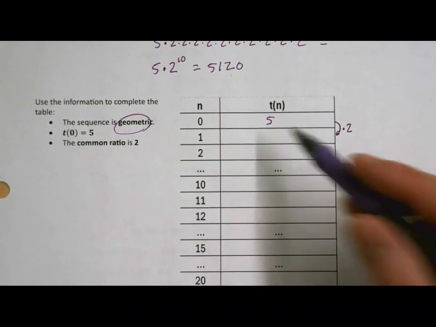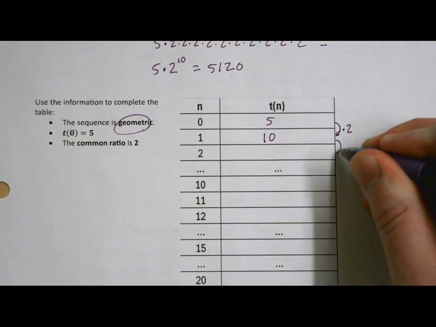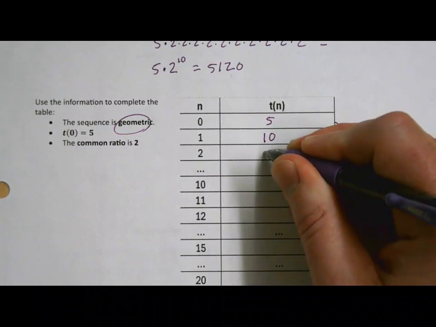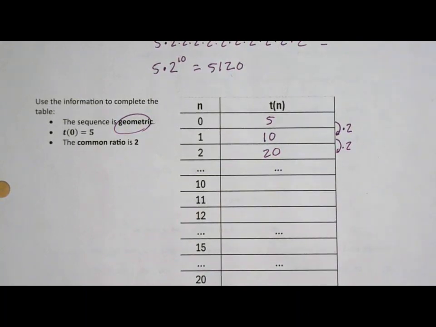So 5 times 2 is 10. And then 10 times 2 is 20. Now, if I wanted to keep going, I could keep multiplying by 2 over and over and over again, but this is key.